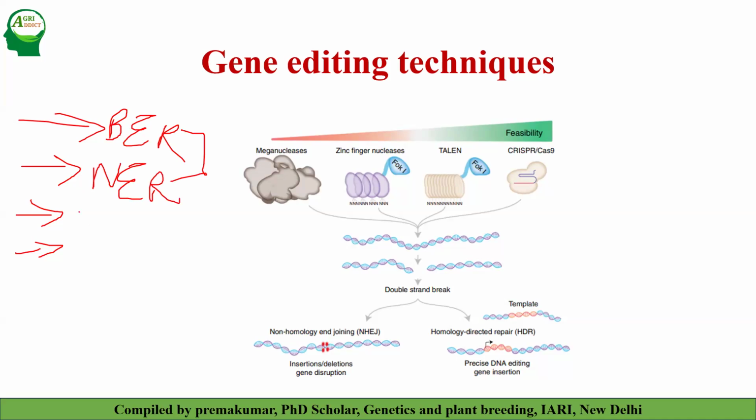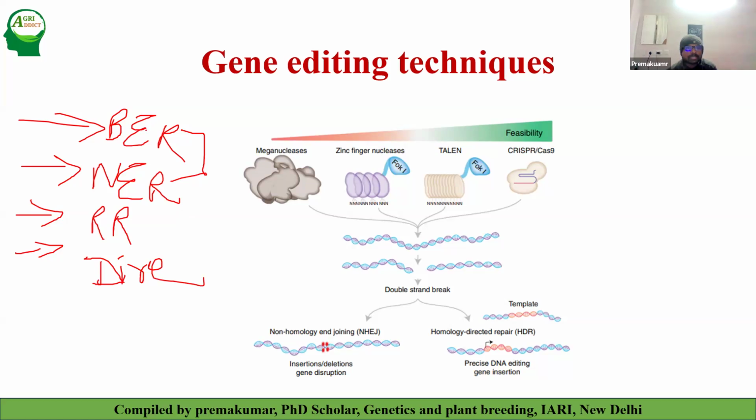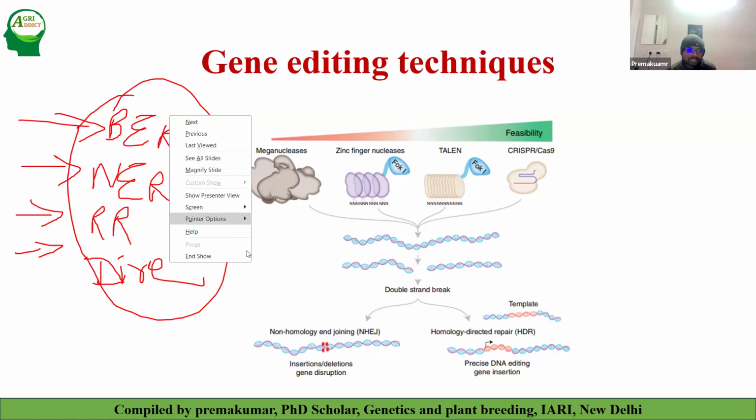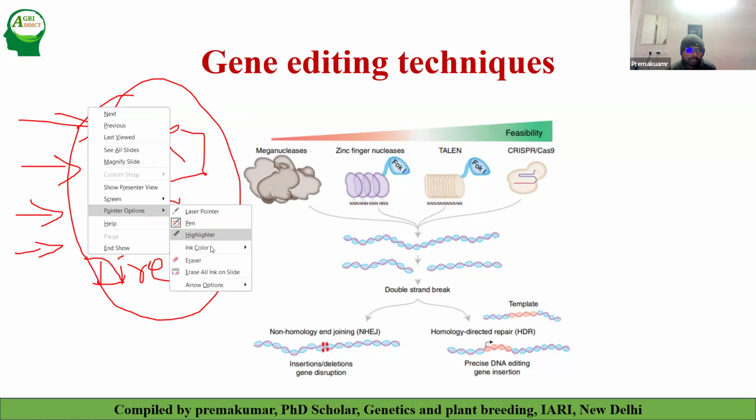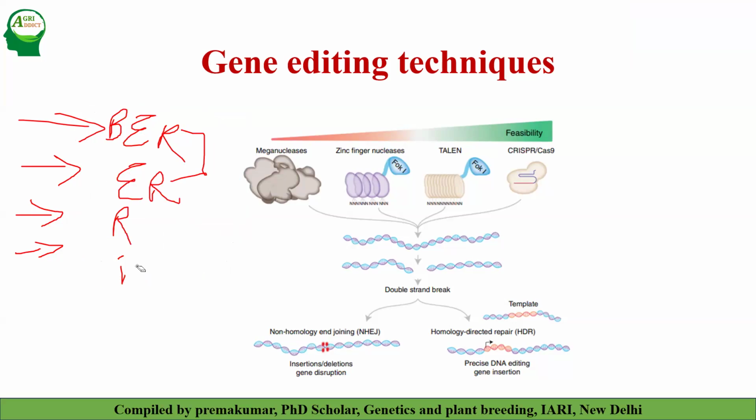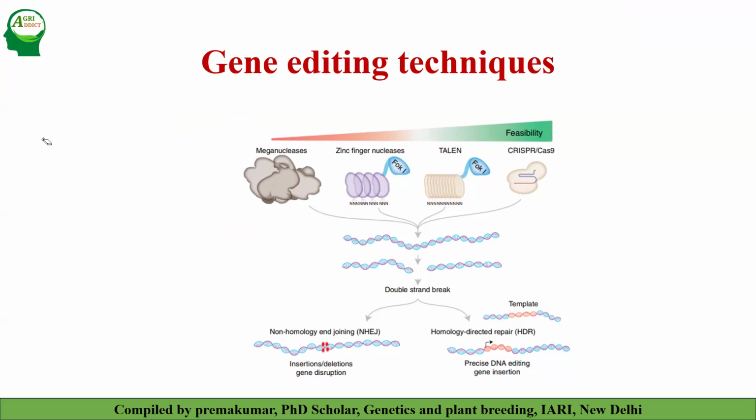Recombinant repairs. Another one: direct repair. Exactly. What happens in the repair? There are n number of repair methods. What happens there? The damaged DNA is excised and new DNA is synthesized.